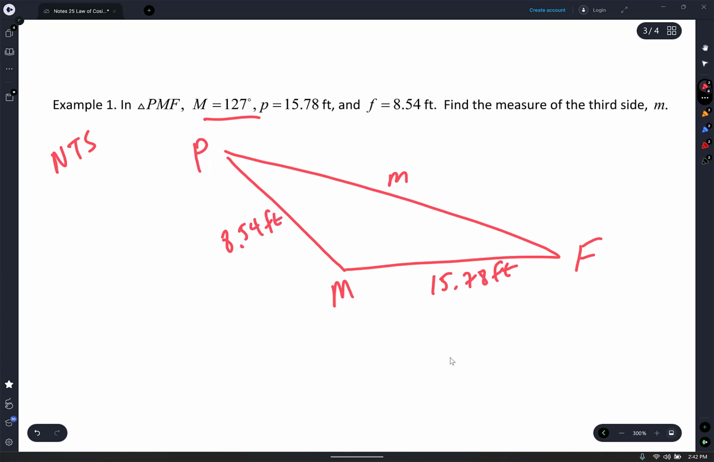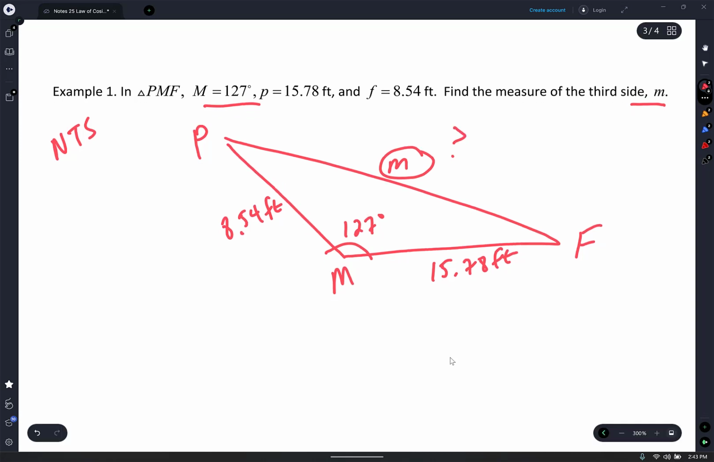Are we okay so far? Here's angle M. Angle M is 127 degrees. Does anyone have questions? All right, look what they want me to find. They want me to find the third side m, so they want me to find this, question mark. I got everything I need.